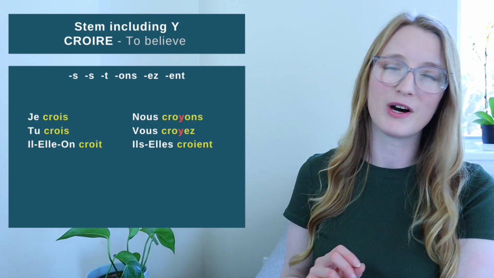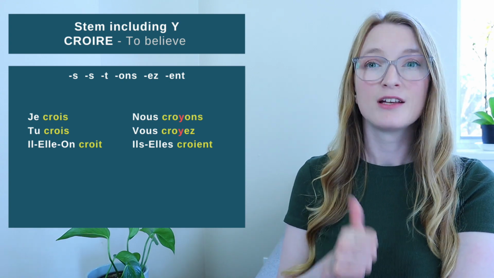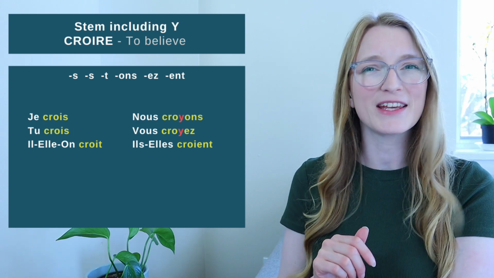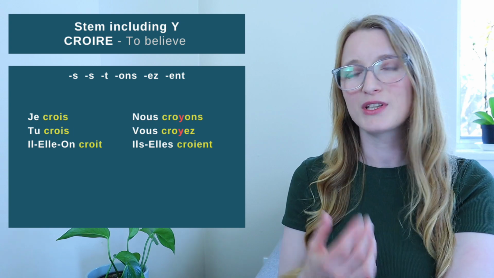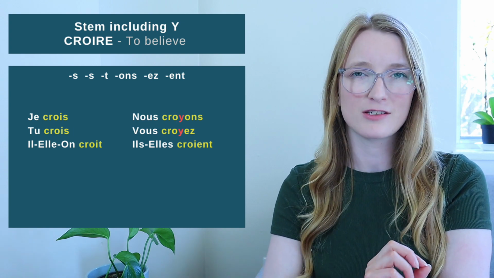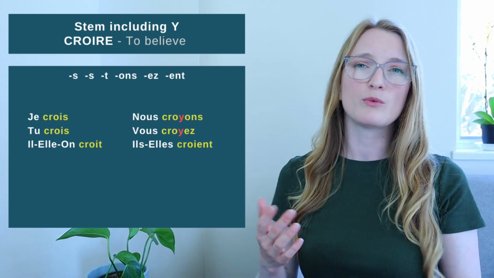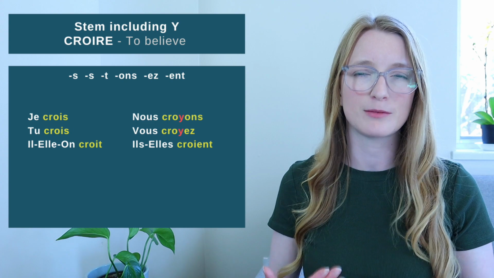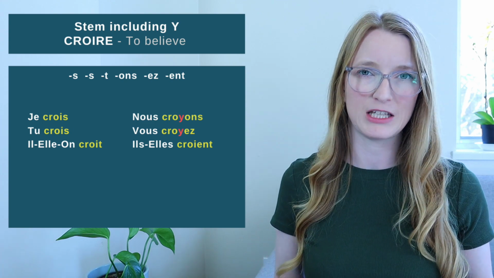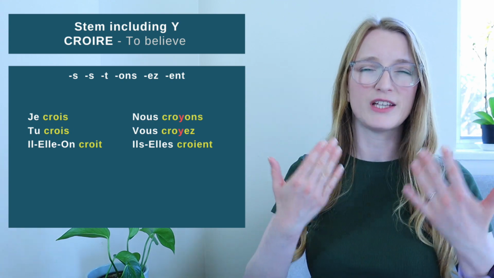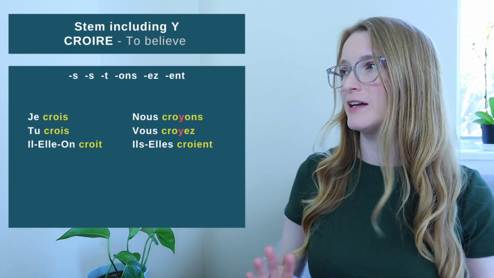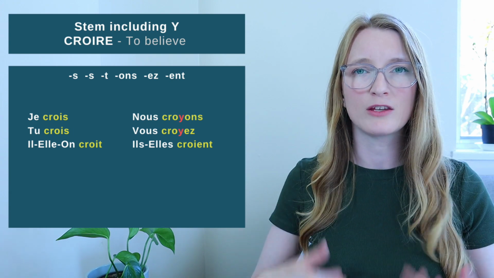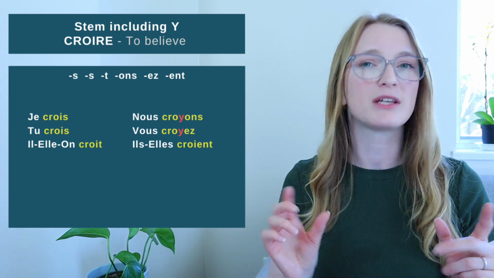We have je crois, tu crois, il, elle, on croit, nous croyons, vous croyez, ils croient. So here it's all about the pronunciation. If we keep the I, we'll have nous croions, croions. It just does not seem right for French pronunciation. Usually we have that rolling sound, and this is exactly the purpose of the Y. Nous croyons, yon. It's like the beginning of yes.